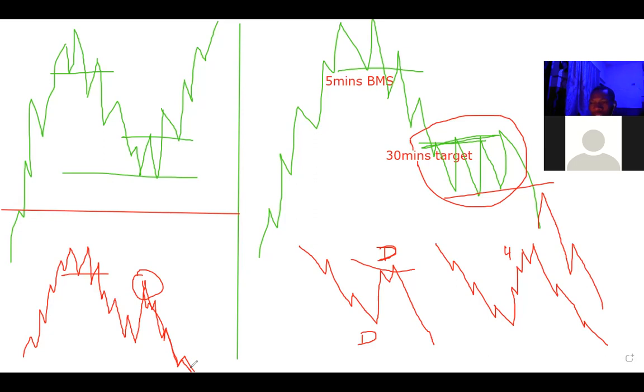Why? It's because of the alignment. They align well compared to the others. 5 minutes with 30 minutes, 15 minutes with 1 hour, 1 hour with daily, 30 minutes with 4 hours. That is how it is. Daily with monthly, 4 hours with weekly. That is how it is. So watch the time frame sequence. You get to understand more.